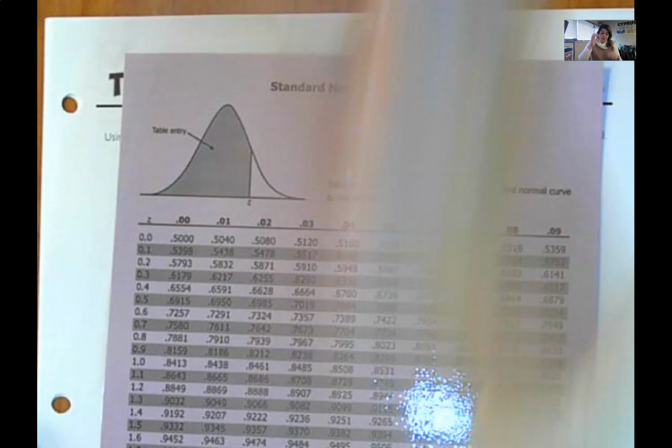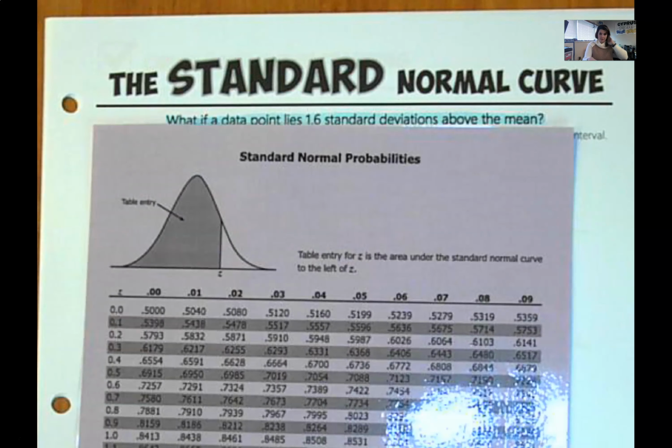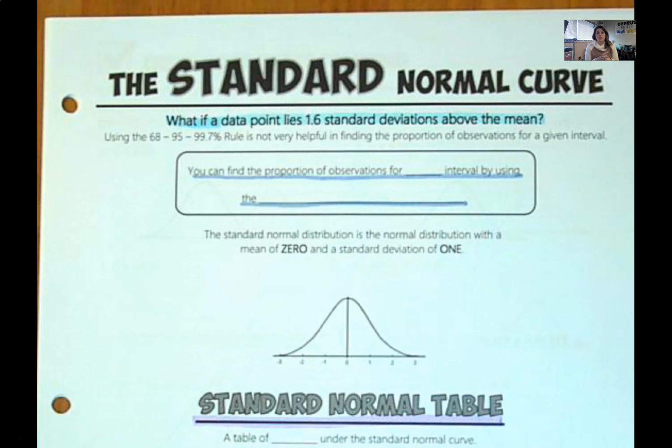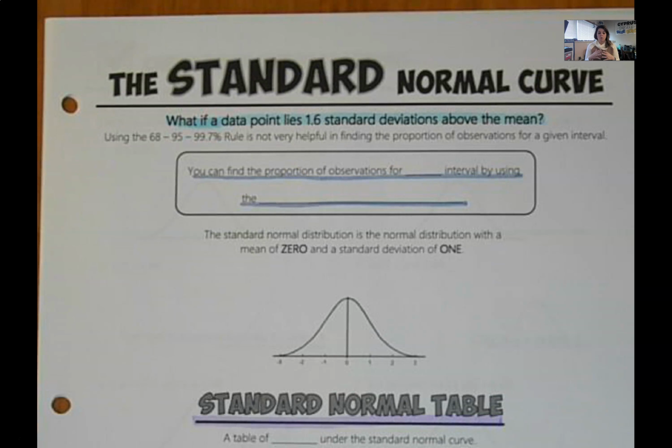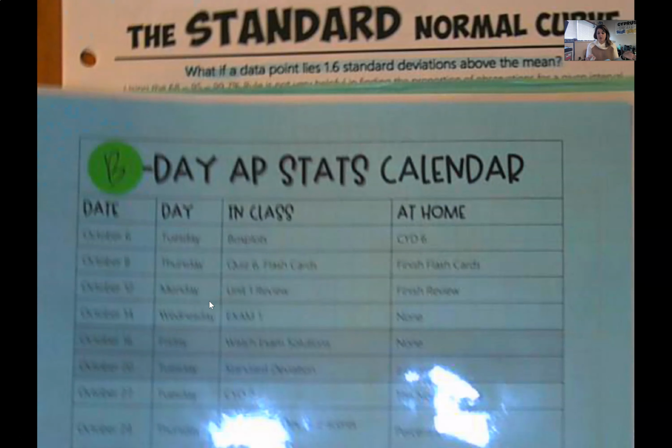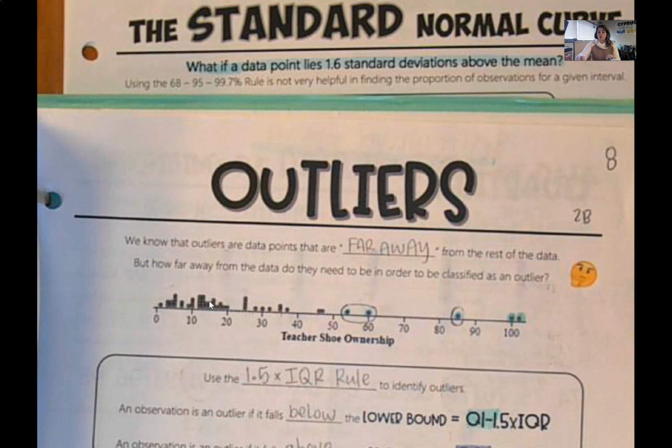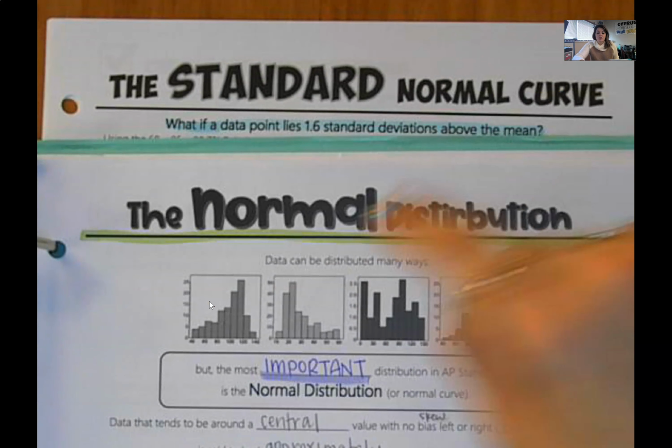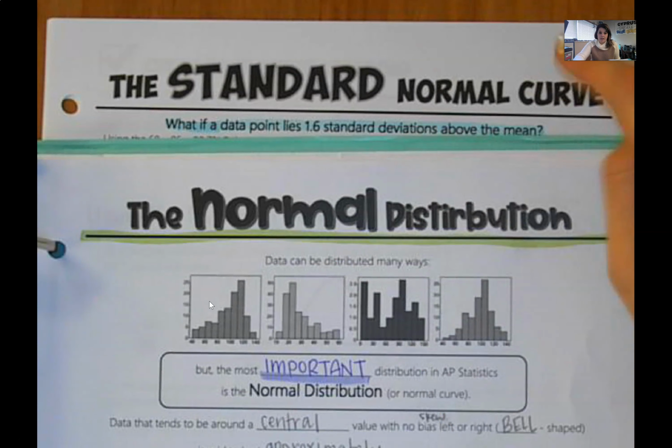Okay, so beyond that intro, we have our curve. This all starts with the question, what if a data point lies 1.6 standard deviations above the mean? So let me tell you where this question comes from. We have the normal curve. Notice that the last set of notes is the normal curve, and our set of notes today is the standard normal curve. They're similar but different in a very important way.